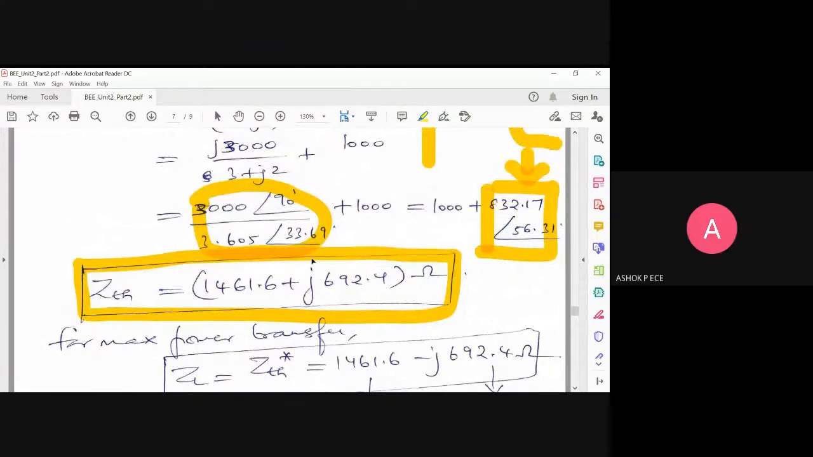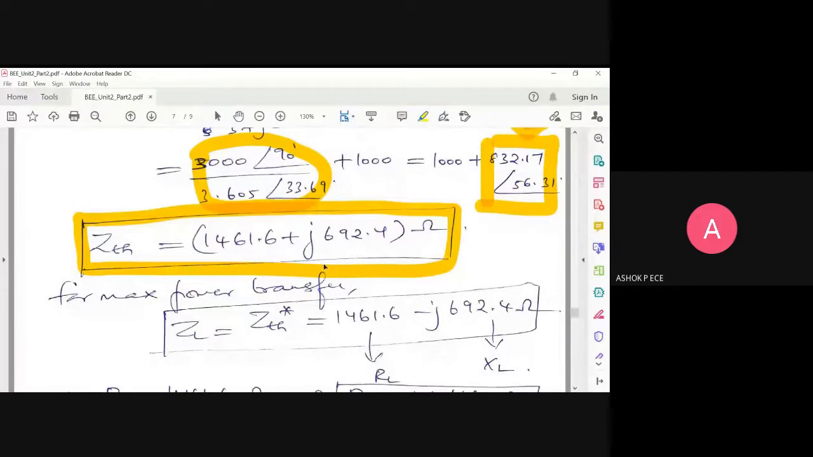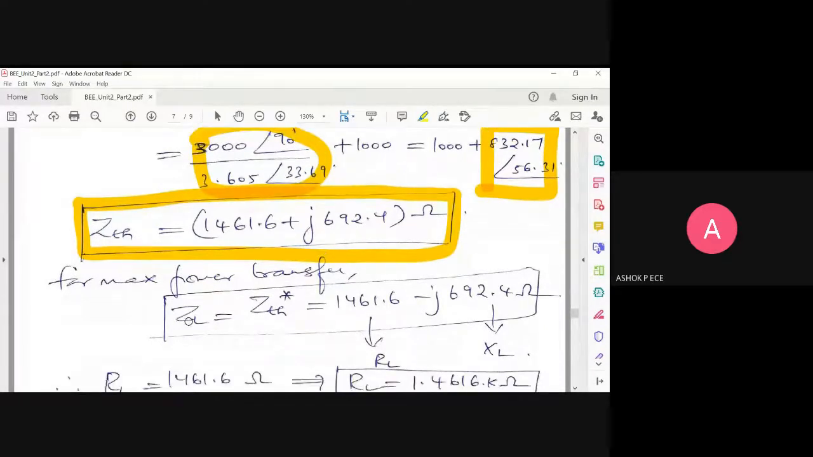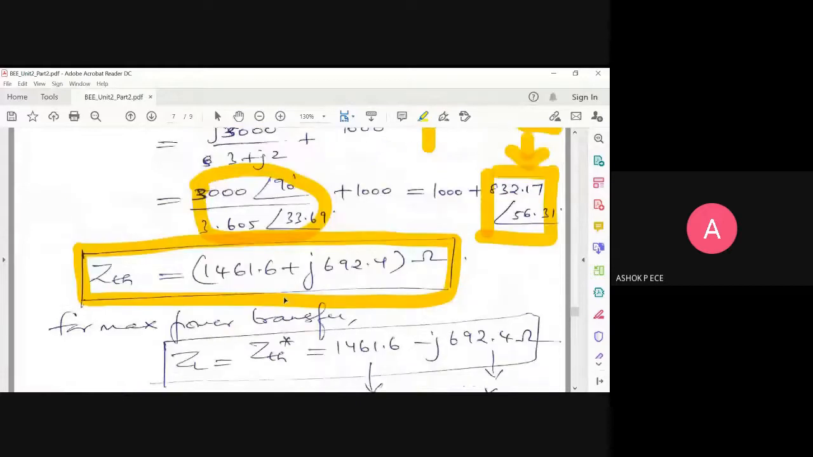And your maximum power transfer theorem says for maximum power transfer, your load and ZTH must be complex conjugates. So ZL will be equal to ZTH conjugate. What is the meaning of conjugation? What is the meaning of conjugation in complex numbers?